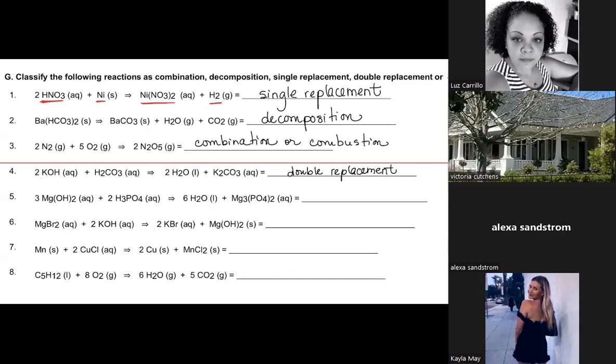Next one. We have magnesium hydroxide reacting with phosphoric acid, making water and magnesium phosphate. So Mg is now with the phosphate. The hydrogen that was next to the phosphate is now with the hydroxide. That's where the water comes from. So what kind of reaction is this? Excellent. This is another double replacement.